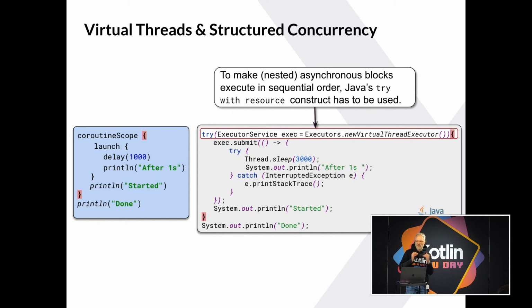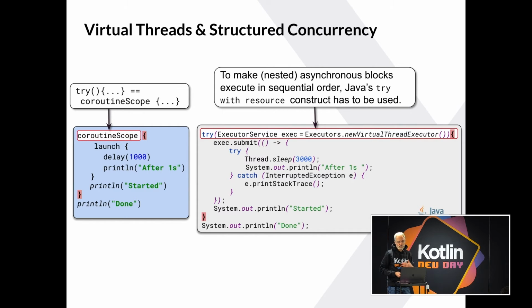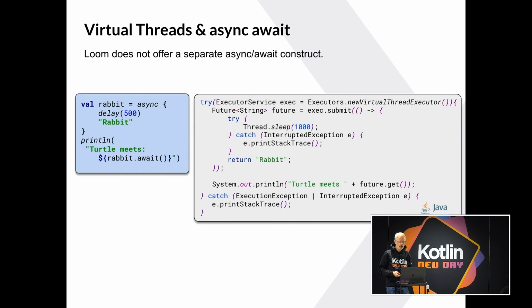So in order to make something structured, they needed an existing construct to put it in. So they were looking, where could we put it? Okay, hey, we have this try-with-resources block. Maybe there we can put it in. That's what they did. So they kind of re-abused the try-with-resources block to make this section execute before the next. So no matter how many asynchronous processes spawn with this executor service, this is how they implemented structured concurrency. So coroutineScope is the same as try-with-resources.